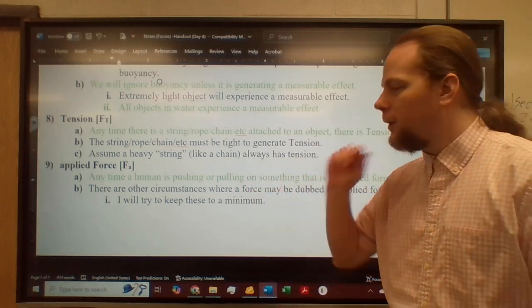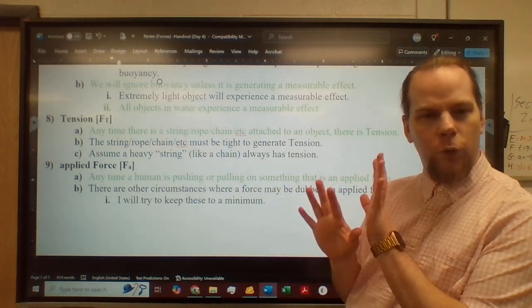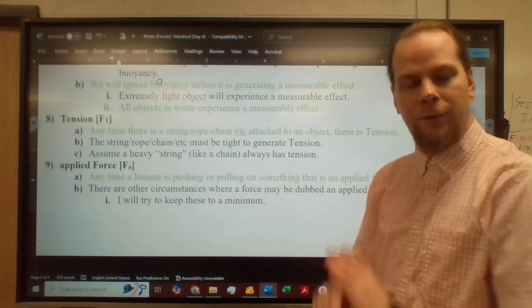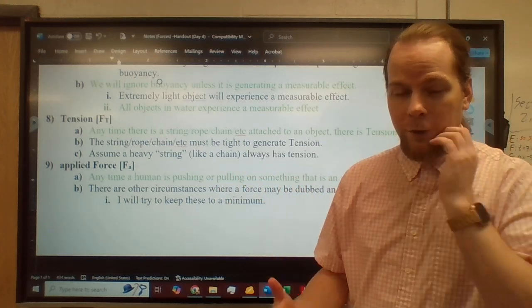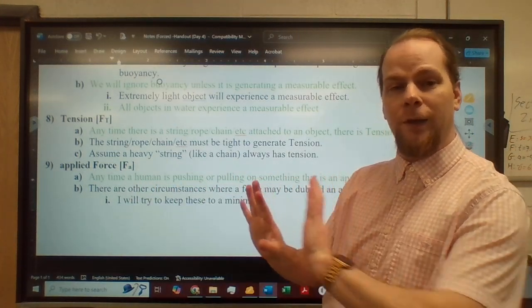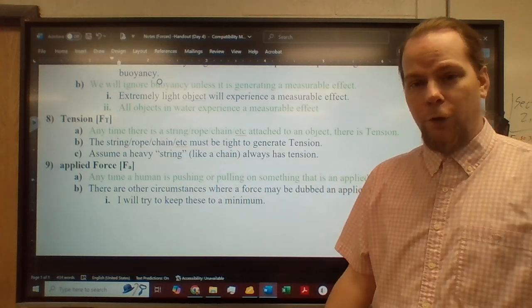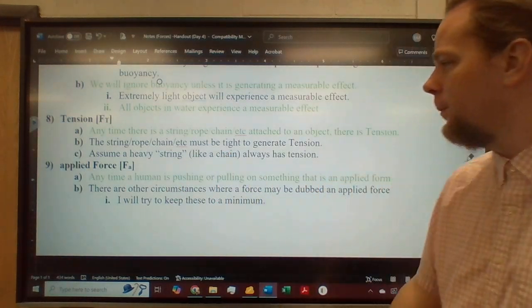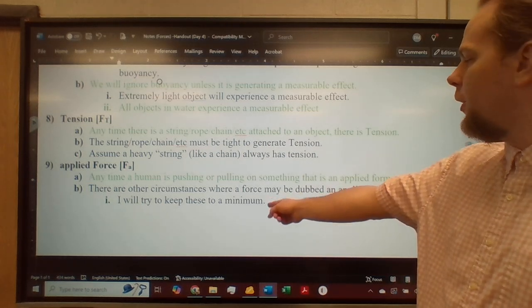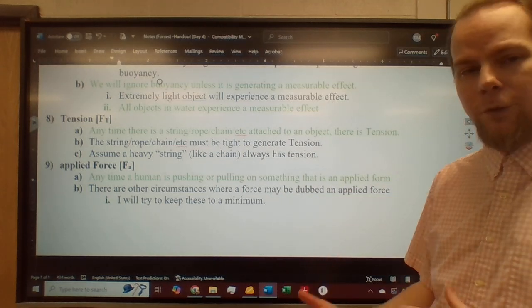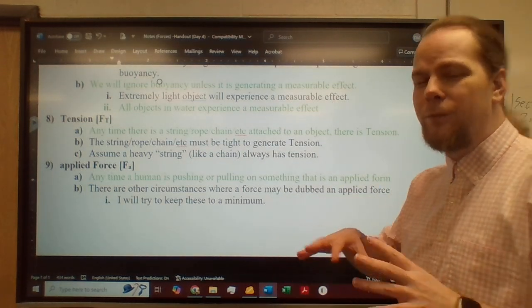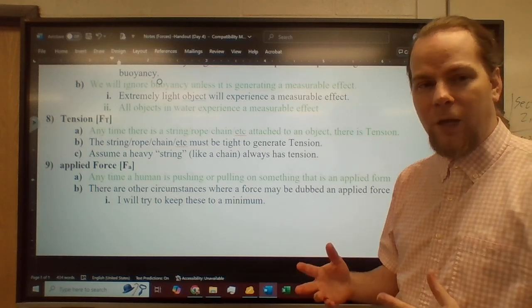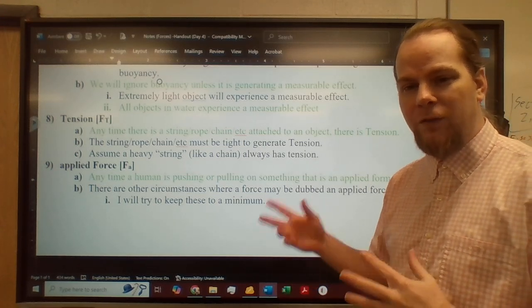Okay, and the last one is applied force. Anytime you are pushing on something, that's an applied force. You are exerting an applied force. And generally, there's going to be friction opposing that applied force. So if there's an applied force, there's probably also a friction force. There are circumstances where it could be something other than a push or a pull. I am going to make an effort to keep those to a minimum. We may have a couple spots where we call that something else.